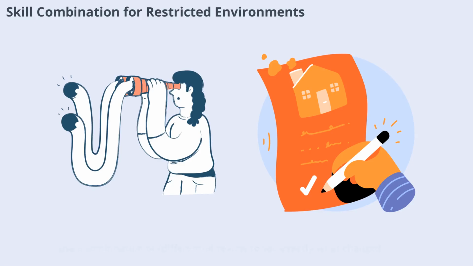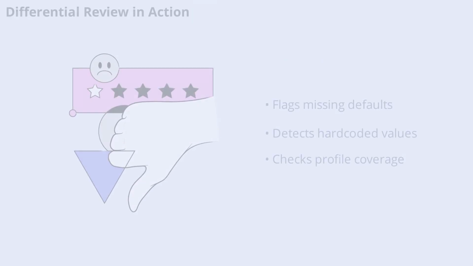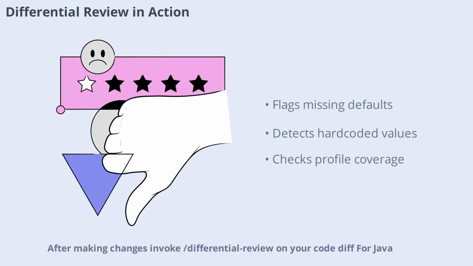Use a combination of differential review to see exactly what changed, static analysis to catch vulnerabilities, and variant analysis to find similar patterns elsewhere in the codebase. This trio acts as your eyes, helping you understand the blast radius of any change and ensuring nothing slips through the cracks before deployment. After making changes, invoke differential review on your code diff.